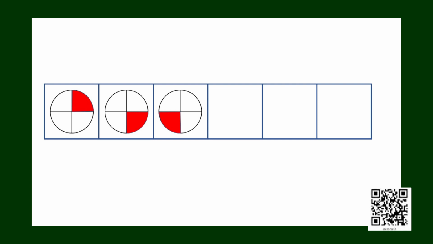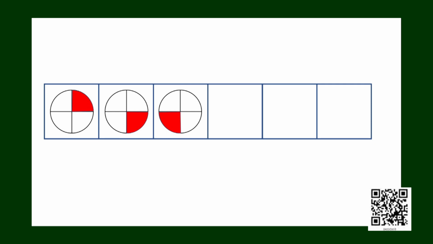Okay? Can you identify some patterns in this? Yes, the red color is moving. You observe the first circle. The red color is in the top right portion. Then the second one, it comes down. The third one, it is in the left side. What will be the fourth one?